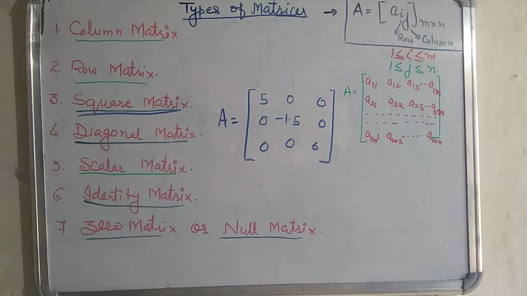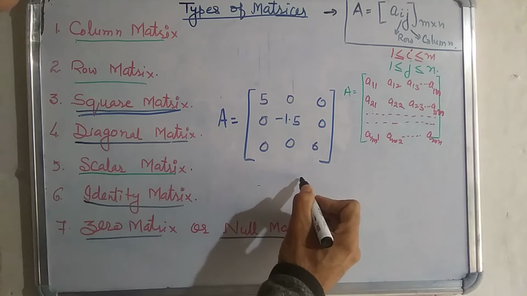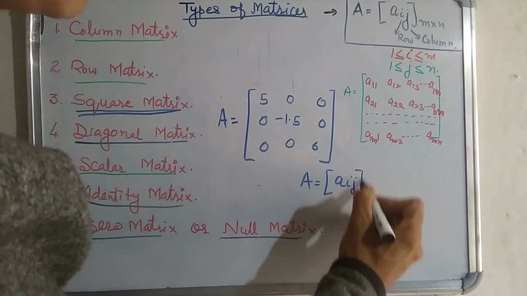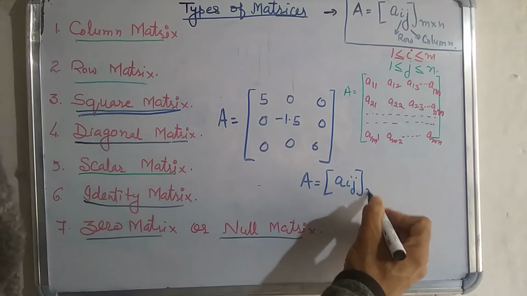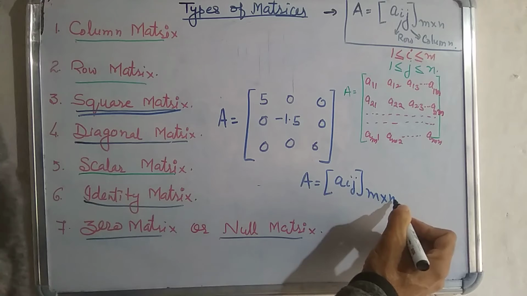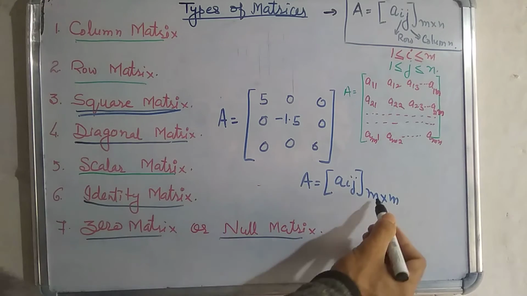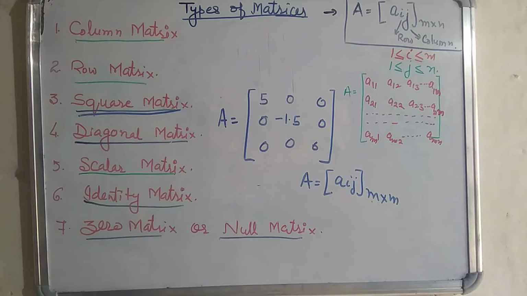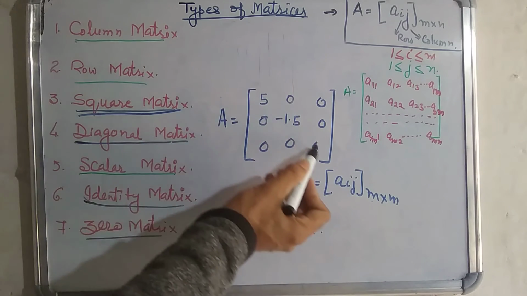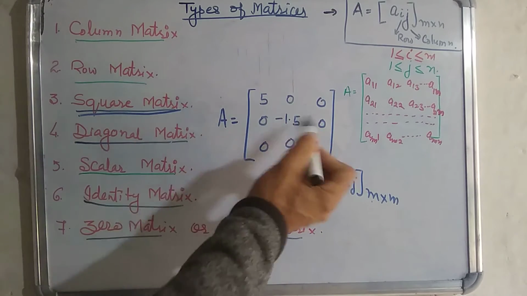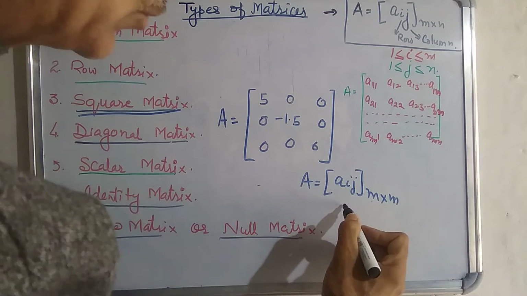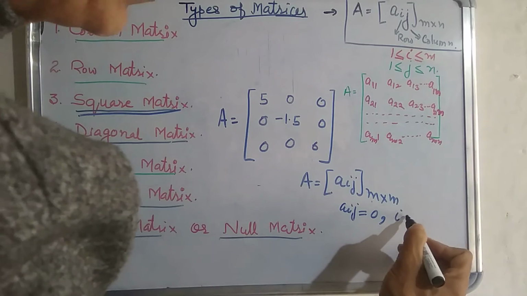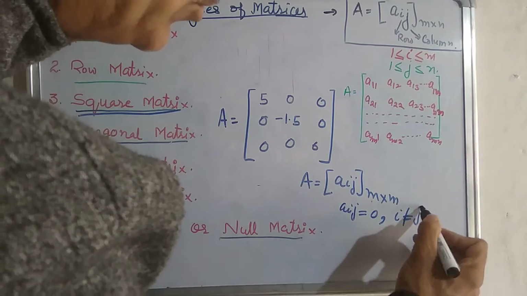And we write this matrix in general form as A equals a_ij, m by n, because the number of rows is equal to the number of columns. A diagonal matrix is always a square matrix in which diagonal entries are non-zero and non-diagonal elements are 0. So a_ij is equal to 0 when i is not equal to j.